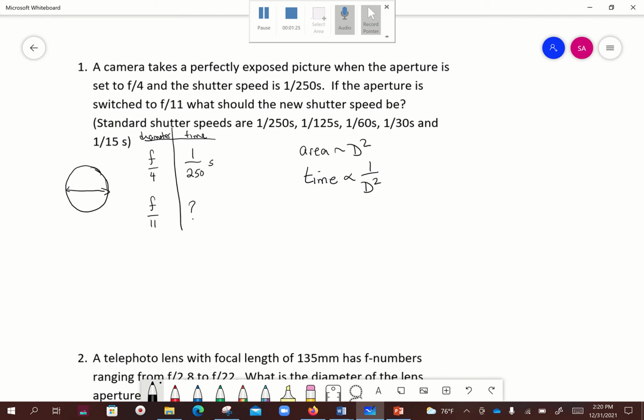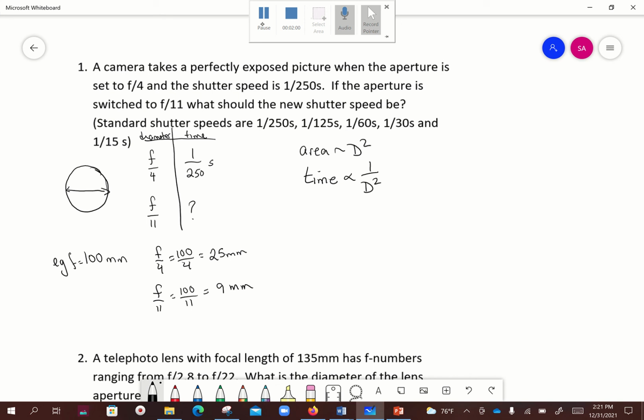So what do I mean by f/4 and f/11? Well, it's the ratio of the focal length of the lens. So let's say I had, I don't know, a 100 millimeter lens. So its focal length is 100 millimeters. Then f/4 would be 100/4, or 25 millimeters. So the diameter of the opening would be 25 millimeters. f/11 would be 100/11, and so that would be just over 9 millimeters.